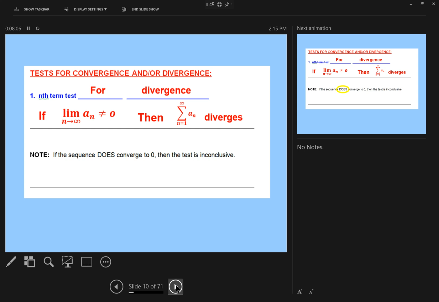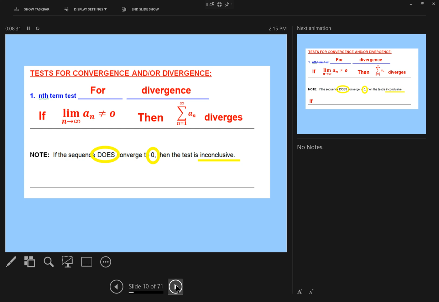So what would it mean if it doesn't work? Well, what if it does converge to 0? In other words, what if the limit does equal 0? Well, then we say that the test is inconclusive. So if it does equal 0, that doesn't mean it converges. Just because the terms go to 0 doesn't mean they go to 0 fast enough. They have to go to 0 fast enough to be like we're adding nothing.